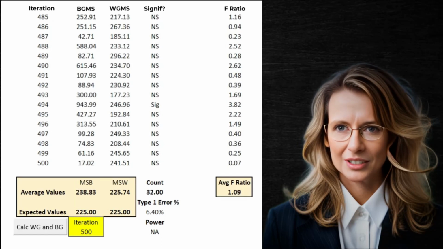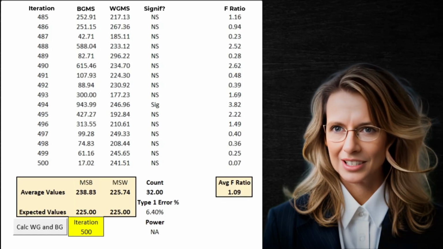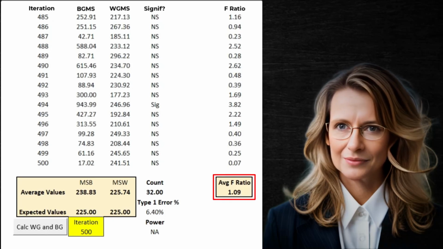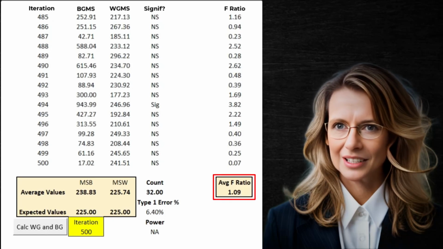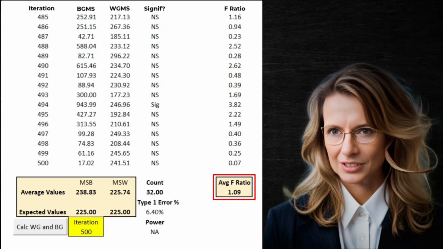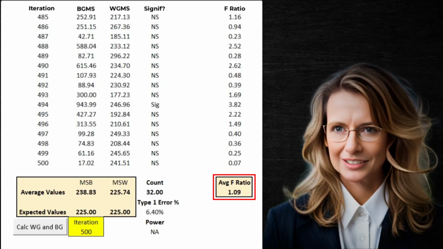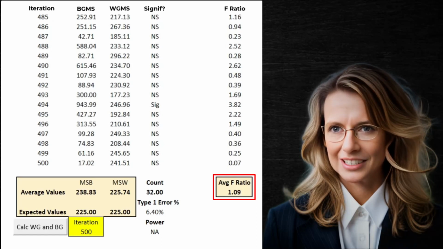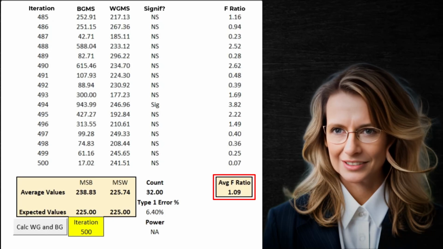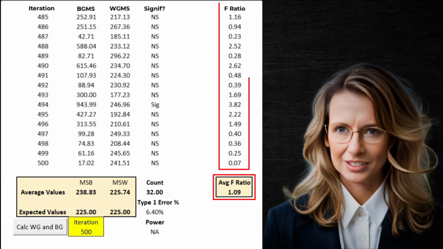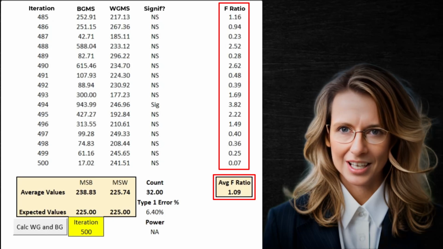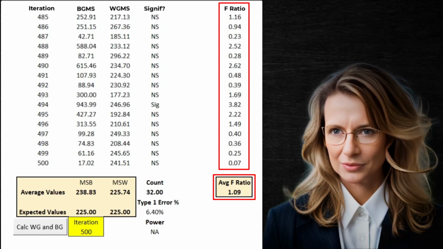Regarding the F ratio, the average value across the 500 simulations was 1.09. This is very close to what we would expect if the between groups mean square and the within groups mean square were equal to each other as they are in the population used for this simulation. An F ratio close to 1 is consistent with what one would expect when there are no differences between the means of the groups. It's worth noting that even when there are no differences between the means in the population, individual F ratios will exhibit substantial variation, as evident in the results of the individual ANOVAs.